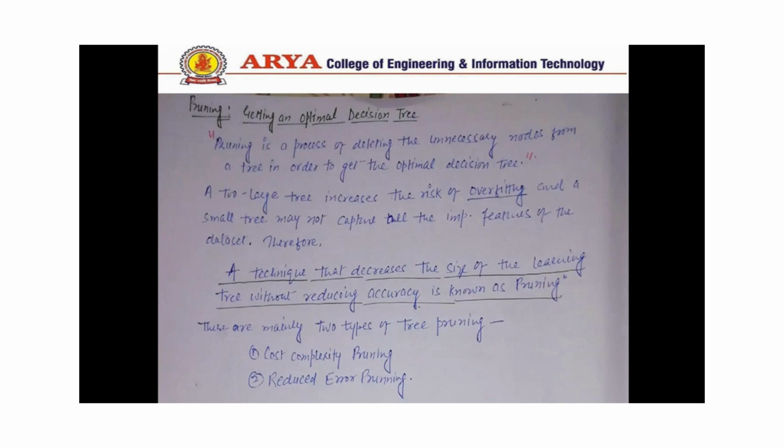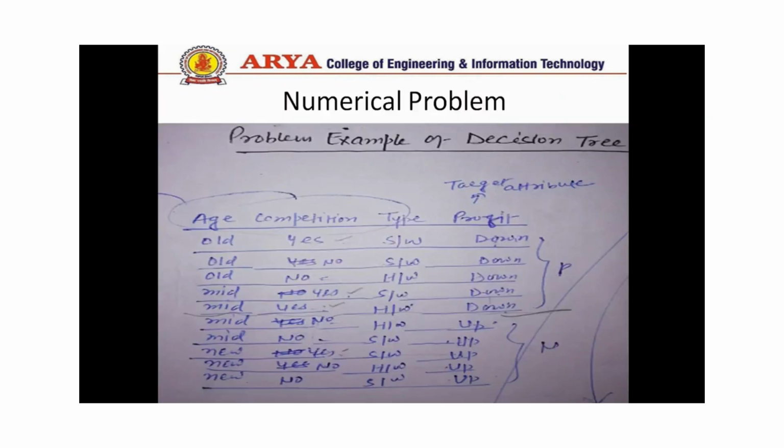Next, pruning. Pruning is nothing but getting an optimal decision tree. Pruning is a process of deleting the unnecessary nodes from a tree in order to get the optimal decision tree. A too large tree increases the risk of overfitting, and a small tree may not capture all the important features of the data set. So a technique that decreases the size of the learning tree without reducing accuracy is known as pruning.